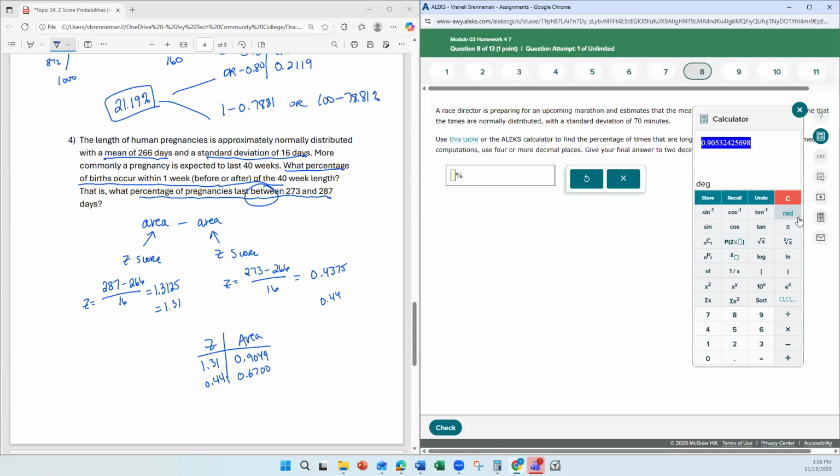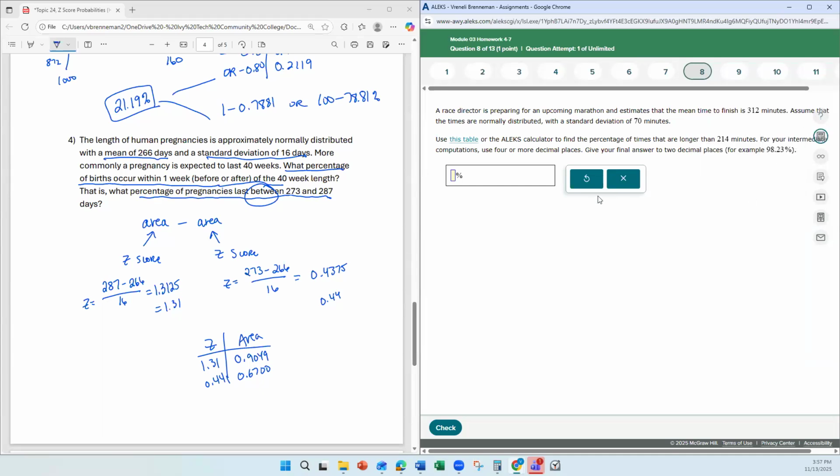It'd be 9053. Only if you use the 0.4375, 6691 rather than 6700. I am not sure whether ALEKS will accept those or not. Those would be more accurate, so I would think that it would, but it might not. So just be careful with that. If you're using the ALEKS calculator, sort of experiment with it, see what it accepts. But it may want you to just use what's on the table.